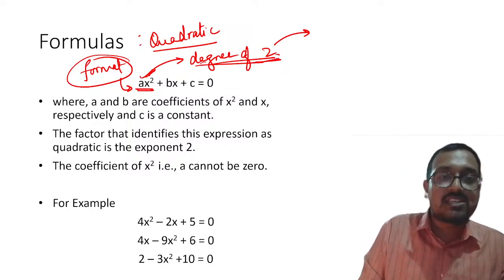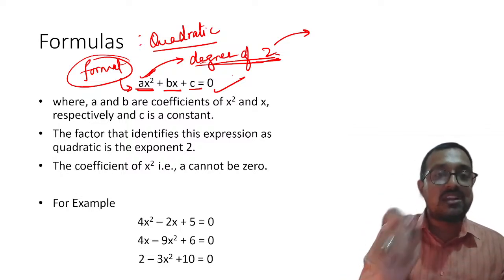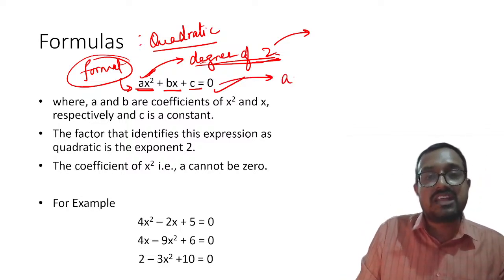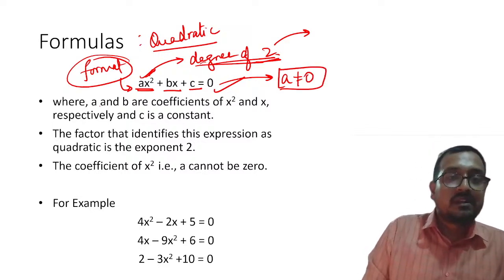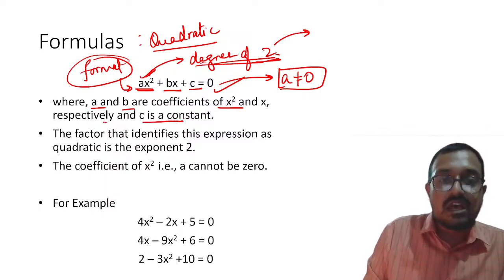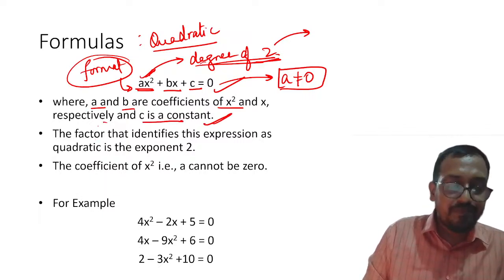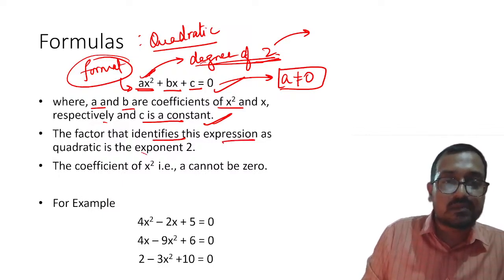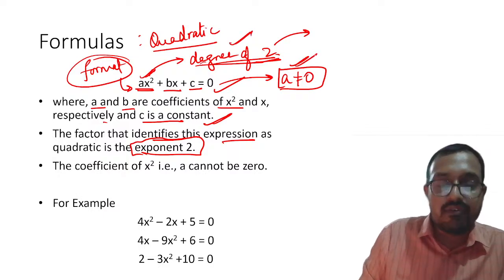Please remember, ax square plus bx plus c is equal to 0. That is the standard format of a quadratic equation. Here one condition is mandatory, that a should never be equal to 0. Understood this thing? So a and b are coefficients of x square and x respectively, and c is the constant. I hope everyone is agreeing with this. The factor that identifies this expression as quadratic is the exponent 2. Obviously, I told you that degree will be 2 and a will never be equal to 0.